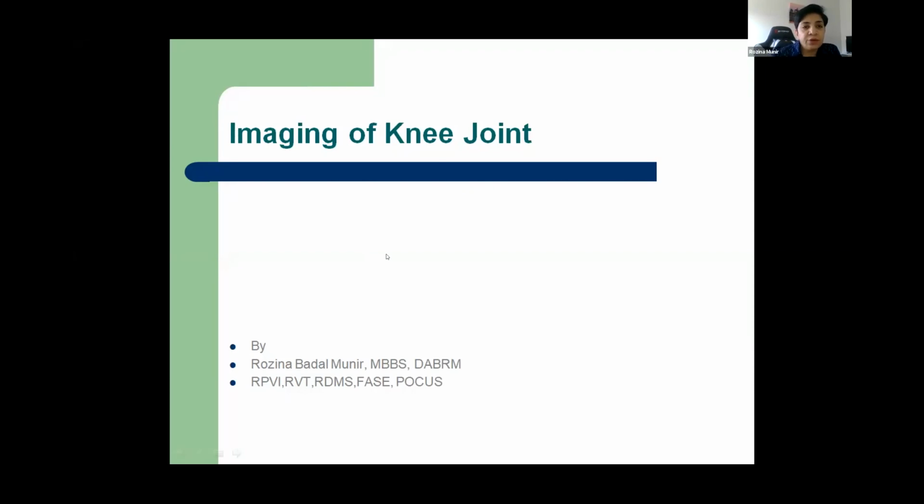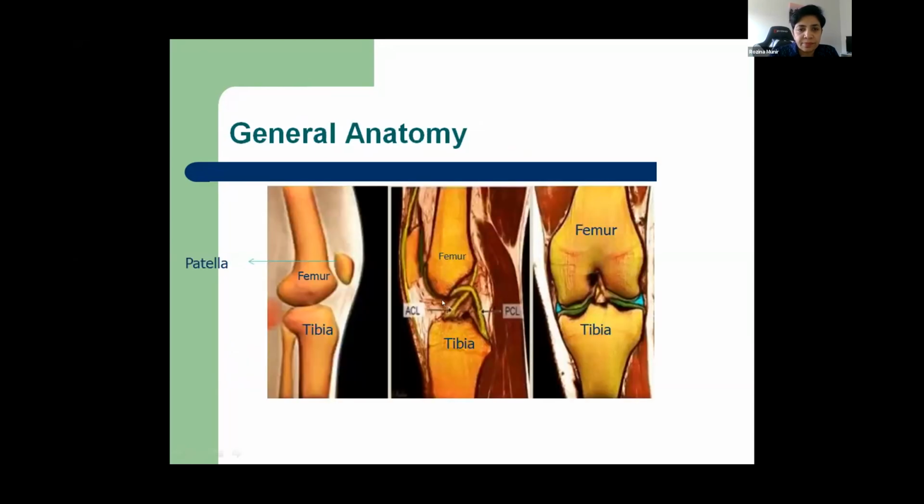So today I'm Rozina Badal Munir, and I'm going to talk about the imaging of the knee joint. Most of the part is already covered by Conley, so just a brief and quick anatomy.